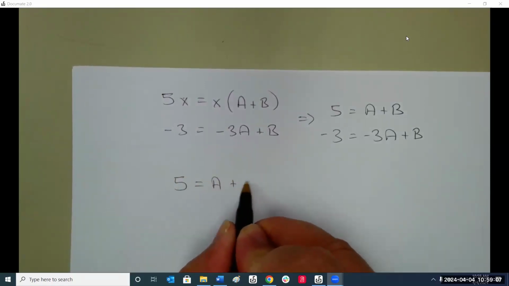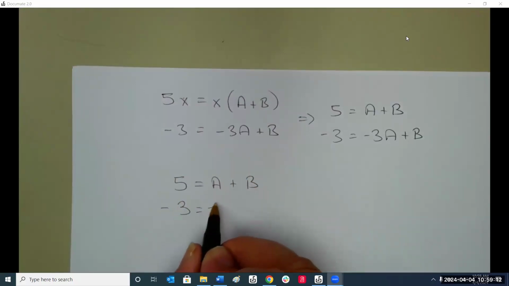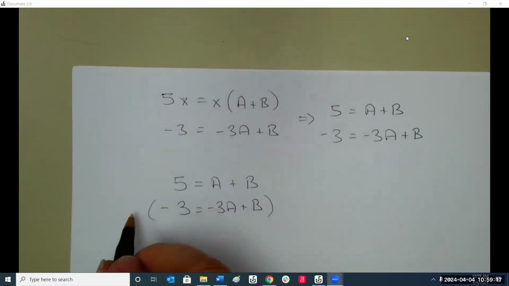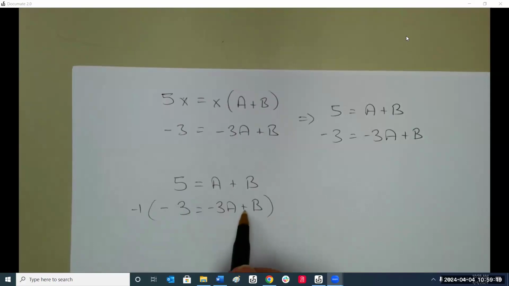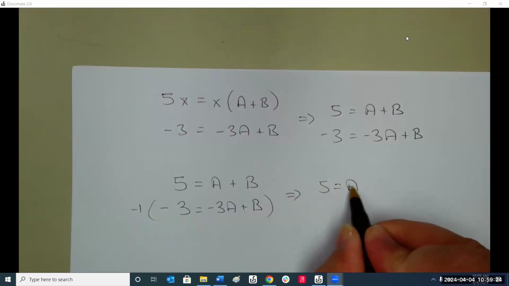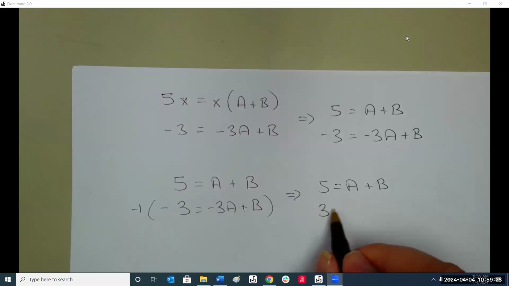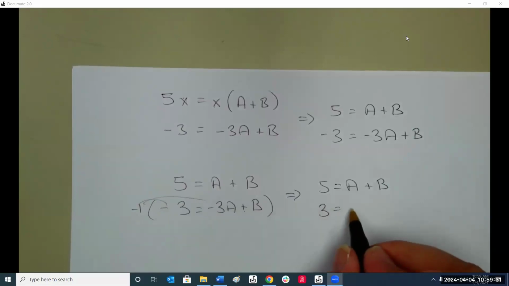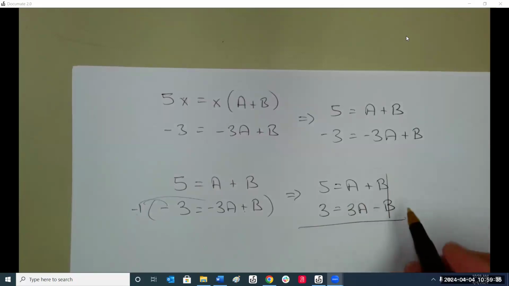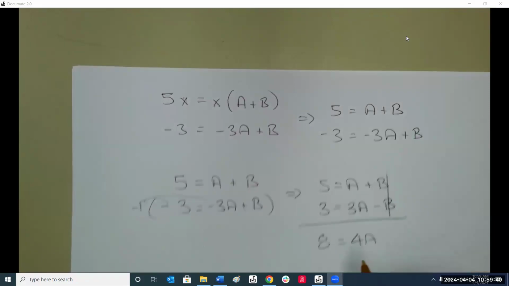I can get rid of the b's because they're both positive b, by multiplying the second one by negative 1. I've got to change the sign, I do it across the board. So negative 1 times negative 3 is 3. Negative 1 times negative 3a is 3a minus b. Add. I get 8 equals 4a.